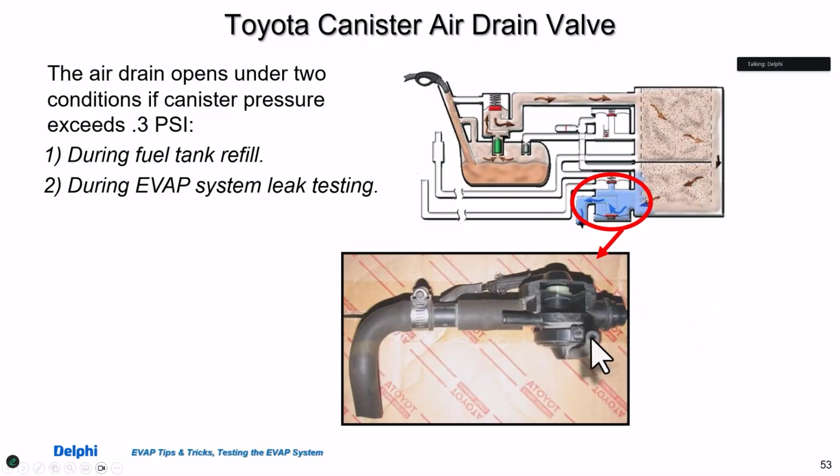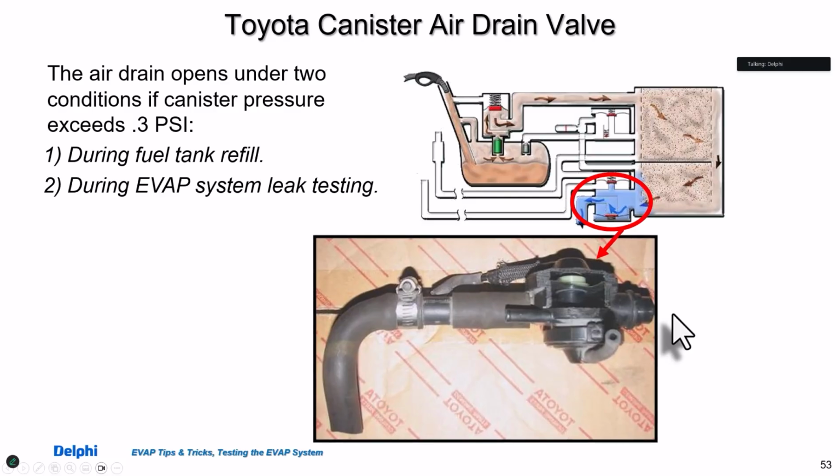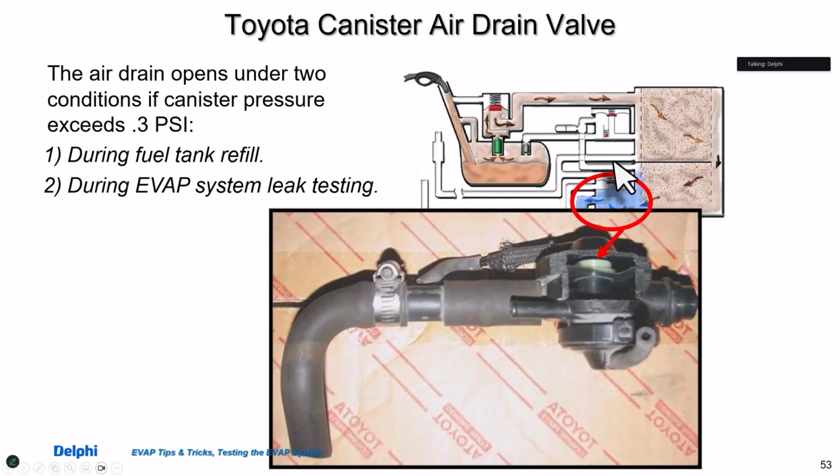And I want to show you this little nipple right here. Very important. I'll show you in the next slide. There's the little check valve right up here. You push that open when you smoke test the system, so that's why smoke always comes out. So you clamp it right here.